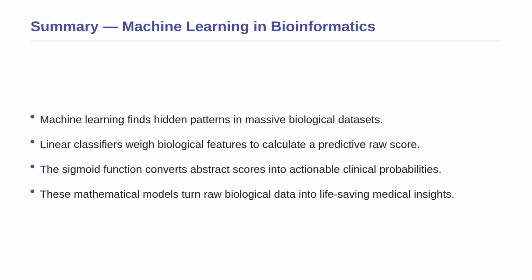To wrap up our lecture, let us review the most important ideas we have covered. First, machine learning is the ultimate bridge between computer science and biology, allowing us to find hidden patterns in massive data sets that humans could never process manually. Second, we saw how linear classifiers use weights and biases to evaluate biological features, generating a predictive raw score. Third, we learned that the sigmoid function is essential for converting those abstract scores into clear, actionable clinical probabilities.